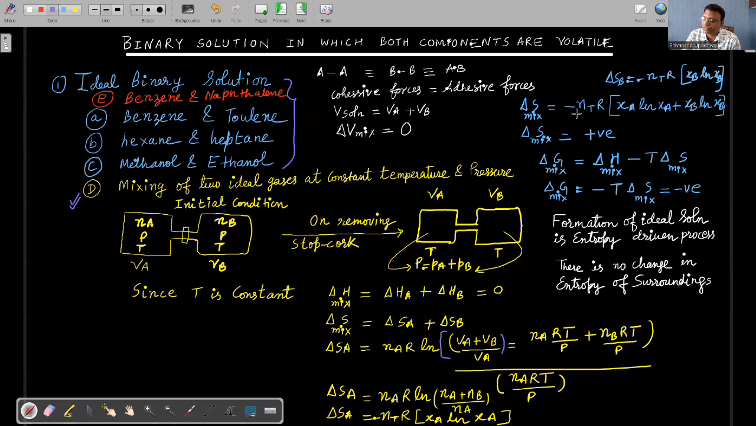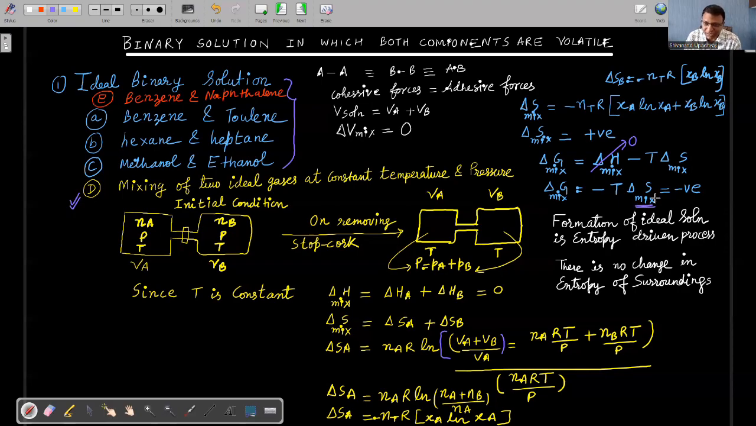That is equal to minus n total R (XA ln XA plus XB ln XB). So entropy change of mixing is positive. And this process is taking place at constant temperature. So delta G mixing is equal to delta H mixing minus T delta S mixing. Delta H mixing is equal to 0. So from there we can say that delta G mixing is equal to minus T delta S mixing, which is negative. So we can say that mixing is a spontaneous process and it is an entropy driven process.